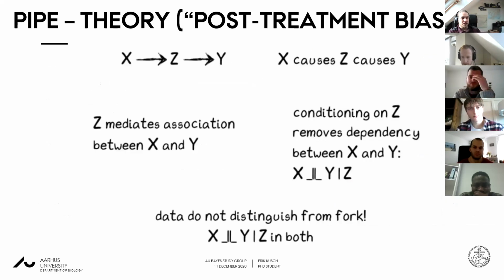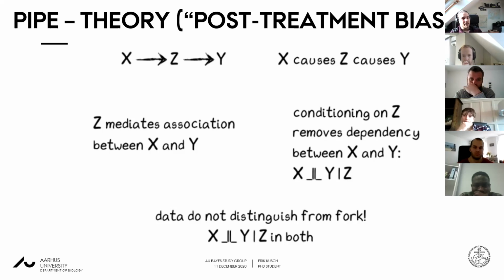So the next confounder, after just having dealt with the fork, is the pipe. In the pipe, information flows from one predictor to one response via a number of intermediate nodes. In this case, just one, because that's easier to look at. So in this case, X begets Z begets Y.